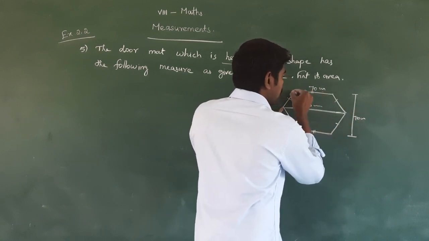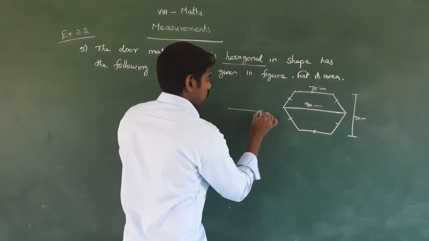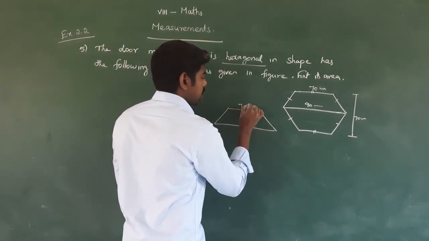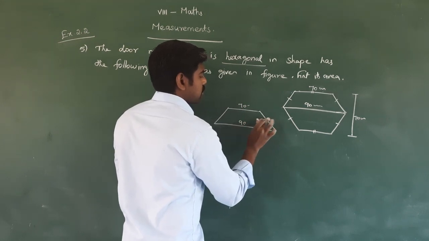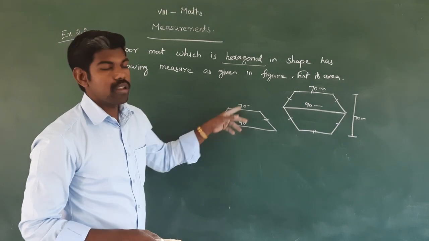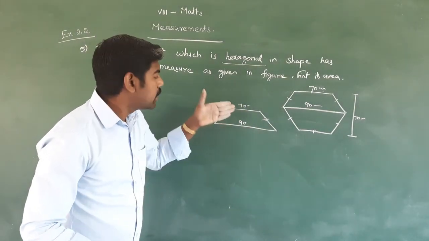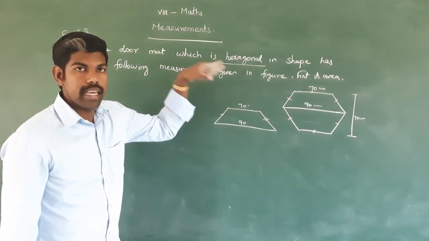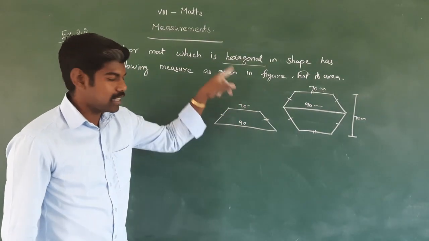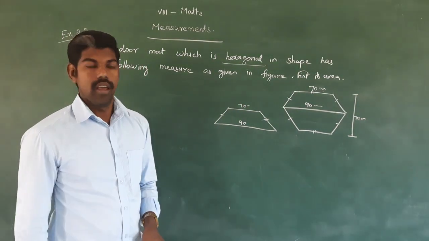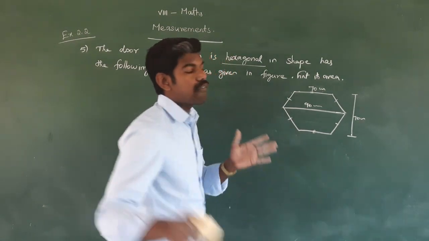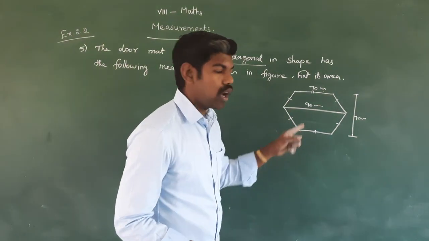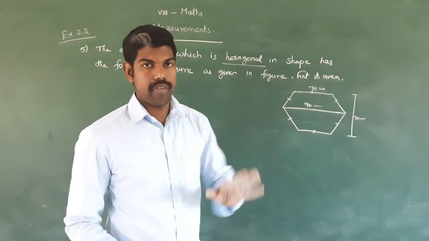Now this four-sided part, what is the shape of it? Here 70 centimeter, this is 90 centimeter, this side is equal, this side is equal. What is the shape of this? This is a trapezium, correct? One pair of opposite sides is parallel. Therefore, this is a trapezium. So one side is 70 centimeter, another side is 90 centimeter. Okay. So, what is the area of trapezium? 1 by 2 of h into a plus b is the area of trapezium.